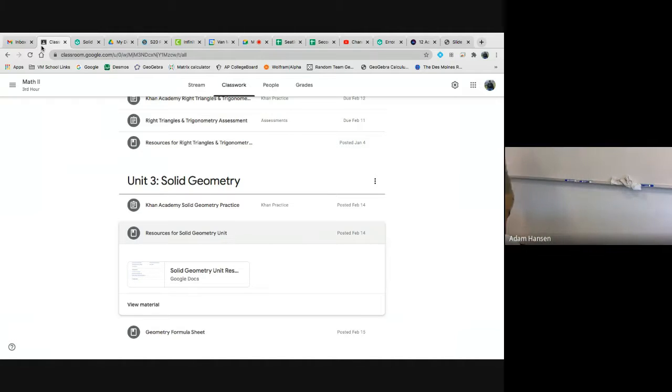Now we've got a little bit of background in some of this important terminology. Our task today and tomorrow is to look at the different cross sections that make up these three-dimensional solids. If I were to cut a knife or cut a plane, a flat surface through each of these solids, what type of figure would it produce?